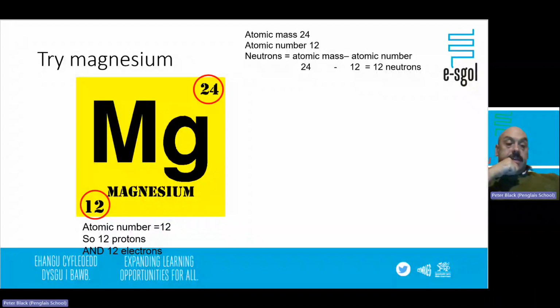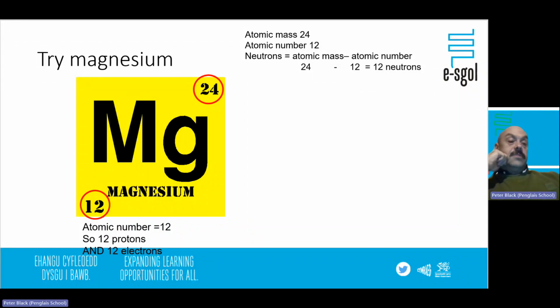So here we've got magnesium. And you can see that magnesium has got, well, you can see it for yourself, how many protons, electrons, and neutrons it's got. So we can see there's 12 protons, and therefore there must be 12 electrons, and therefore there must be 24, 24 take away 12, so there must be 12 neutrons. Okay, so we've now got this idea of how to work out our number of protons, how to work out the number of electrons, and how to work out the number of neutrons.